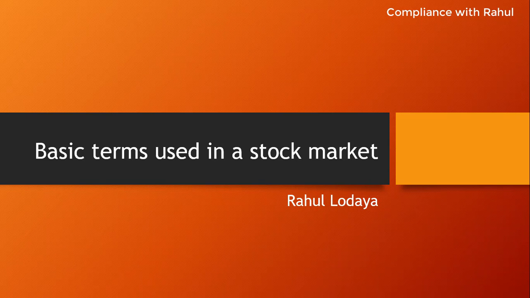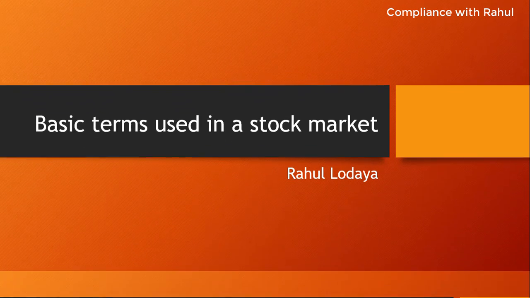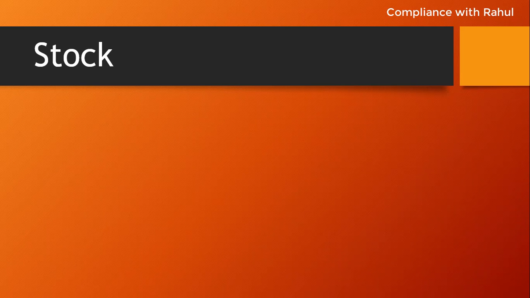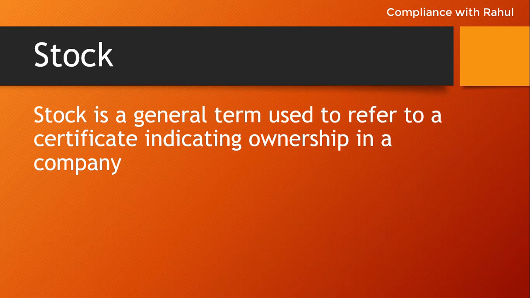So in the basic terms used in a stock market, the first term we would be taking is the stock. What does a stock mean? A stock generally shows that you are the owner of a certain part of the company, meaning to say that whatever benefits an owner enjoys if he owns a business, in the same way you will be enjoying those benefits. By benefits I mean dividend, right shares, bonus shares, etc.